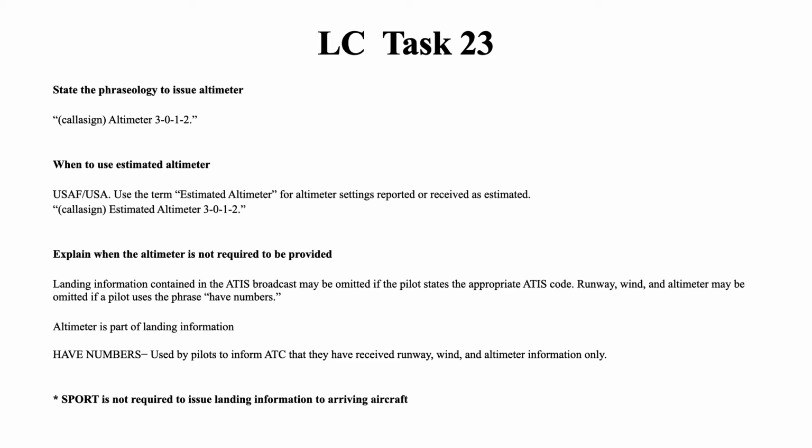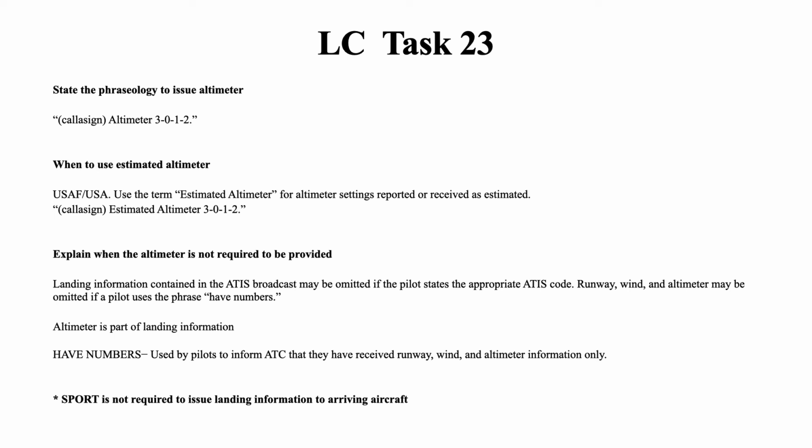When it's not required for us to issue altimeter is if the aircraft requests or states that they have the current ATIS code. If it's part of the landing information, for example, if aircraft calls us up and they're over the TACAN and we don't have any reason to not clear them to land, we can say Cobra 1-2, altimeter 3012, runway 23 left, wind calm, clear to land.